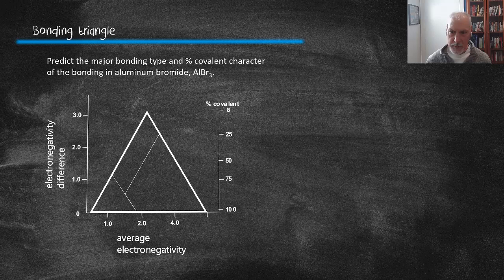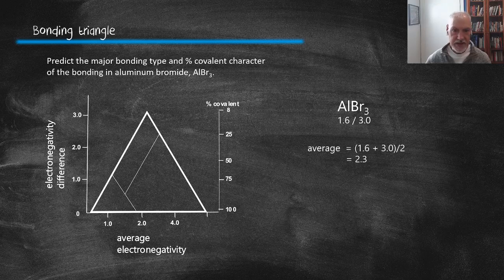Let's take a look at a problem that would involve our use of the triangle. Here we're asked to predict the bonding type and percent covalent nature present in aluminum bromide. At first glance, aluminum being a metal and bromine being a nonmetal, we would probably expect an ionic bond. But let's look more closely at their electronegativities.